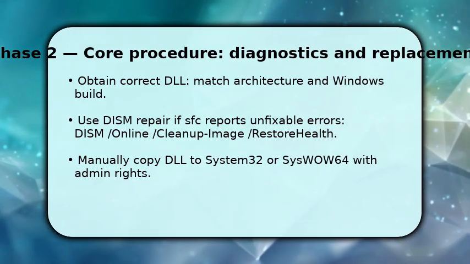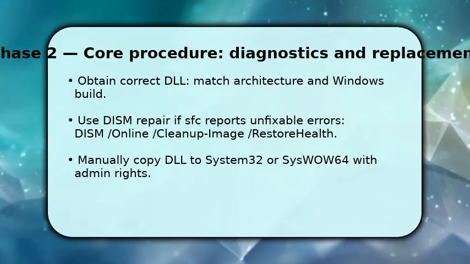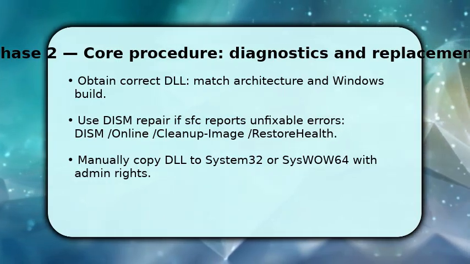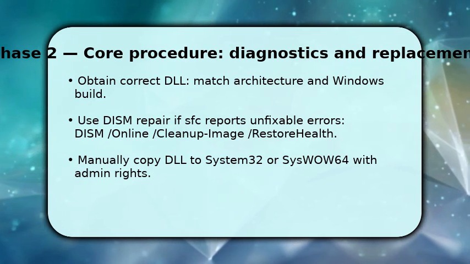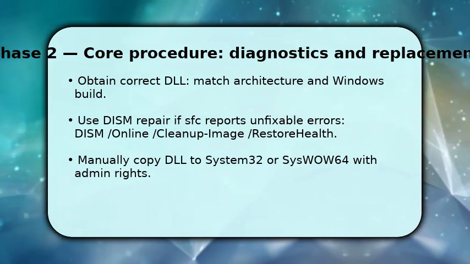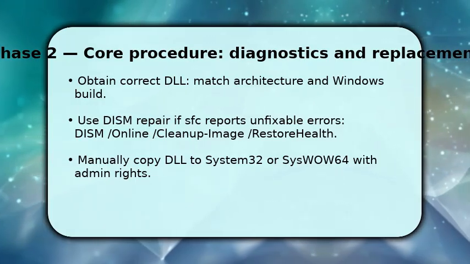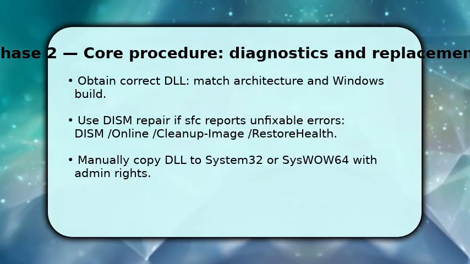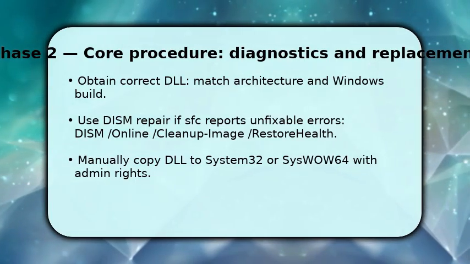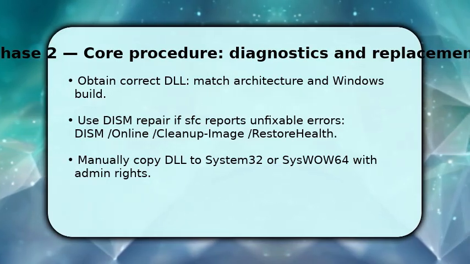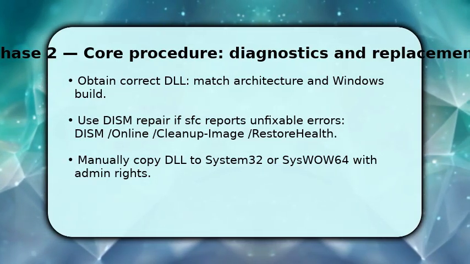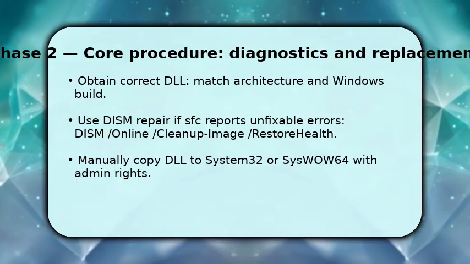After DISM finishes, copy the new api-ms-win-core-synch-l1-2-0 DLL into System32 for 64-bit or SysWOW64 for 32-bit processes, using elevated permissions, and register it if you can. Finish by rebooting and launching the program that threw the error. This ensures the OS loads the replaced DLL.